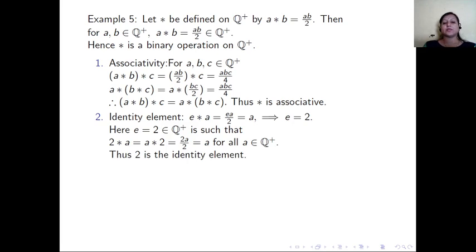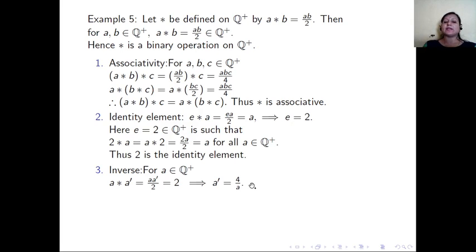Thus 2 is the identity element. Inverse: for a belongs to Q plus, a star a dash is equal to 2. After simplifying, we get a dash is equal to 4 upon a. Now look at this element 4 upon a.